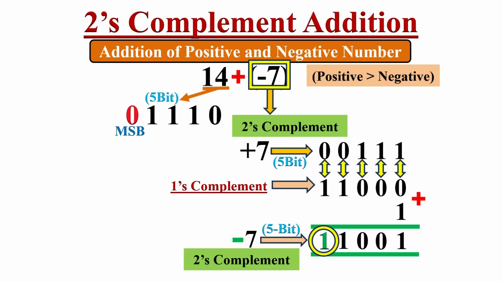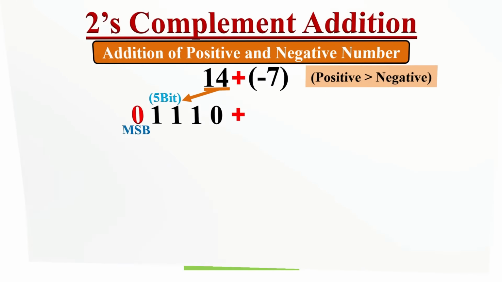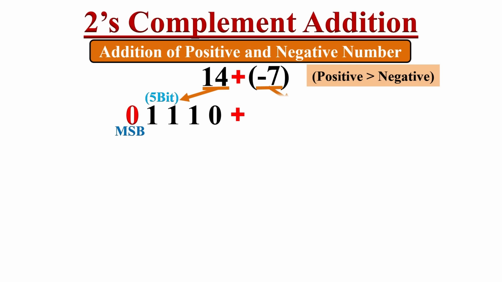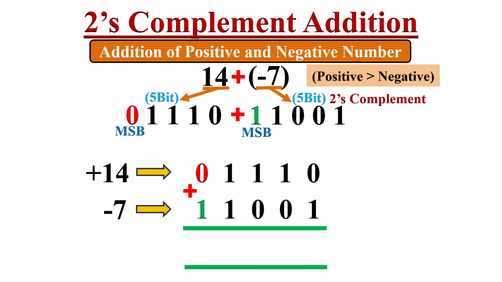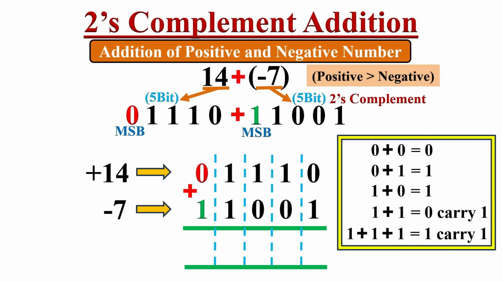Here MSB is 1, which shows negative number. Hence the minus 7 in 5-bit 2's complement form is nothing but 11001. Now we will add both these binary numbers, plus 14 and minus 7. To add both these numbers, we must follow column by column method and we'll start adding from LSB.